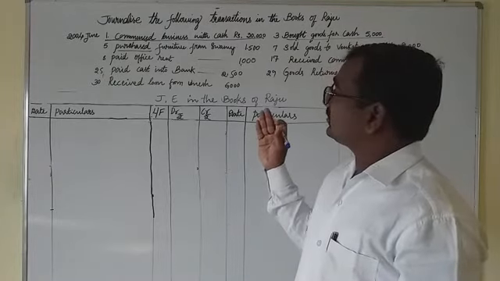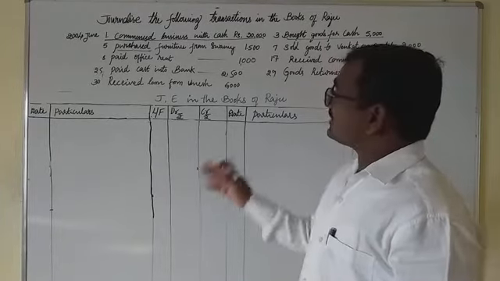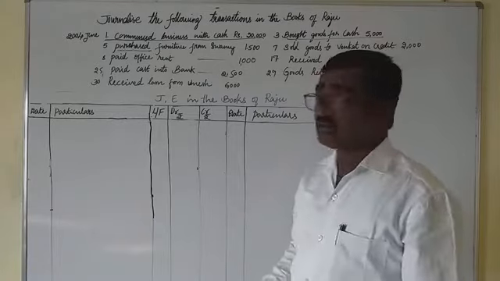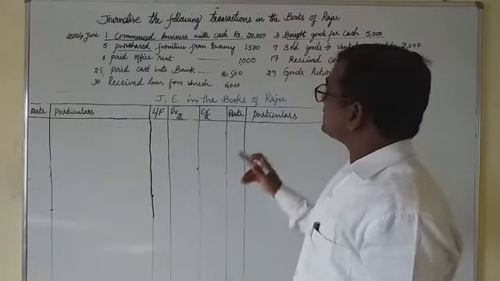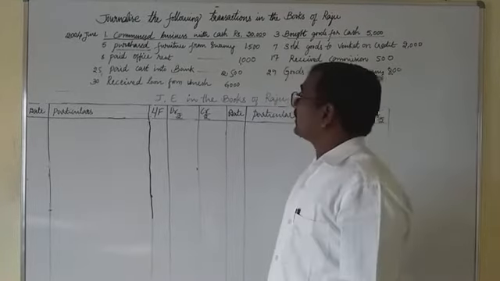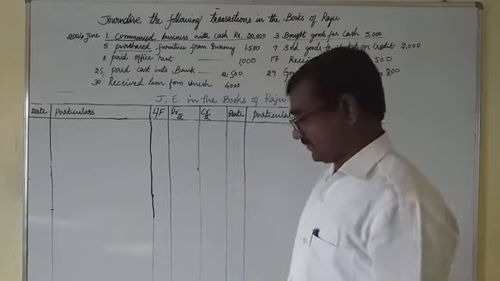June 2004. So see the transaction. June 1st: Commenced business with cash rupees 20,000.